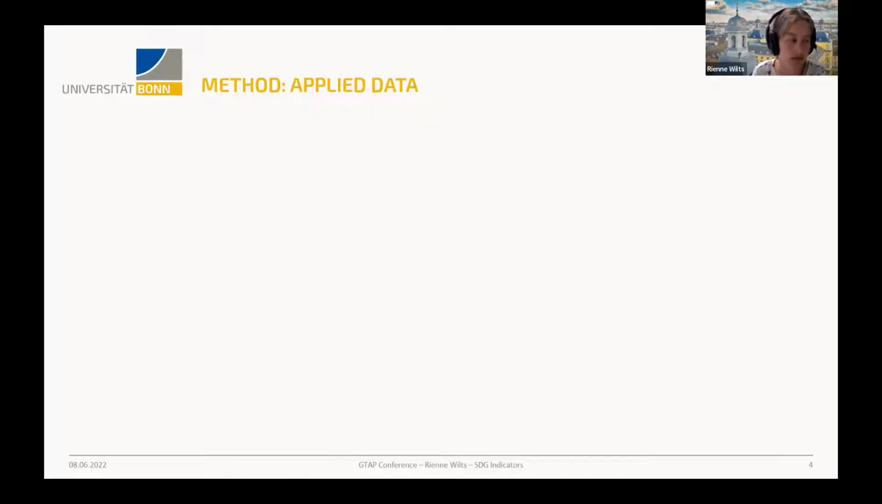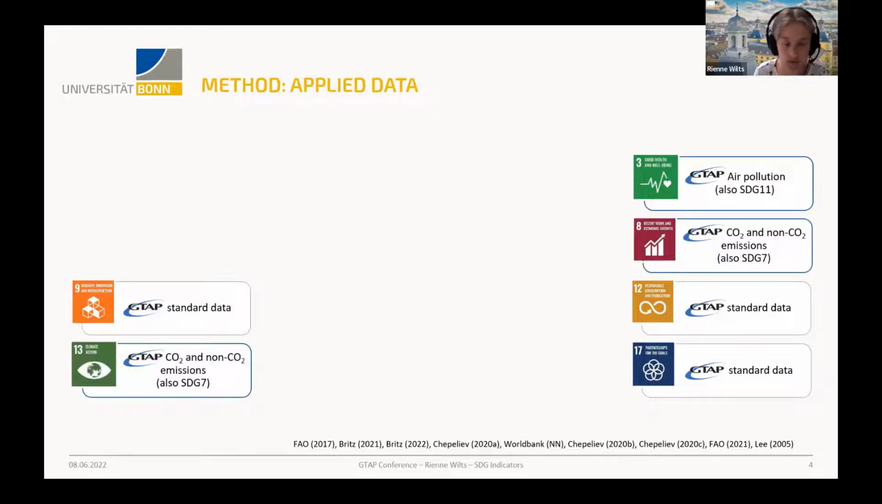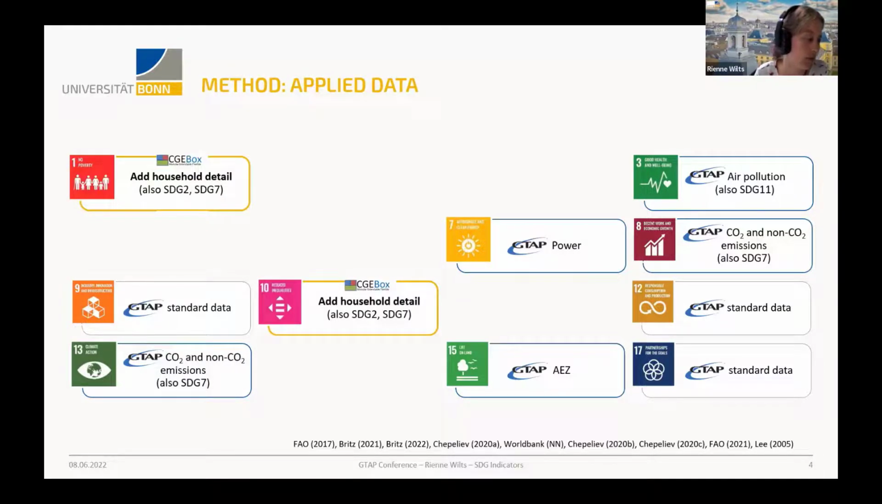In order to implement the listed indicators, we need data, and we started with the GTAP version 10 standard data, and we could calculate indicators for SDG 9, 12, and 17. For other indicators, we needed auxiliary data such as air pollution for SDG 3, CO2 and non-CO2 emissions for SDG 7, 8, and 13, and also the extensions GTAP-Power for SDG 7 and GTAP-AEZ for SDG 15. We then also added new data, for example, to analyze the distributional effects for SDG 1, 2, 7, and 10. We added household level detail from household surveys from the FAO.